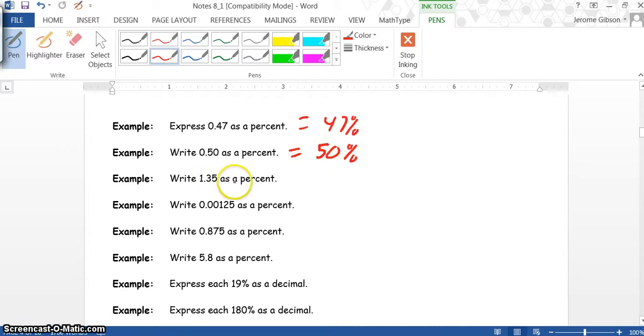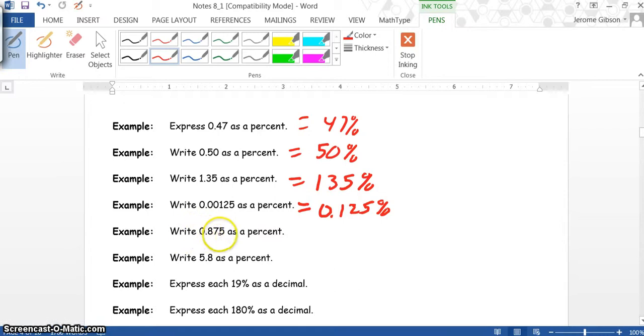Now we have 1.35 as a percent. We'll move that decimal 2 places to the right, which gives us 135, and we will add a percent sign at the end. Next, we have the same procedure here. We move this decimal 2 places to the right, and that'll give us 0.125, and that's still the percent.